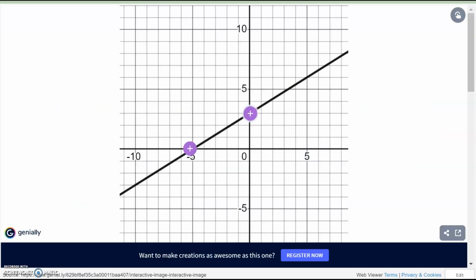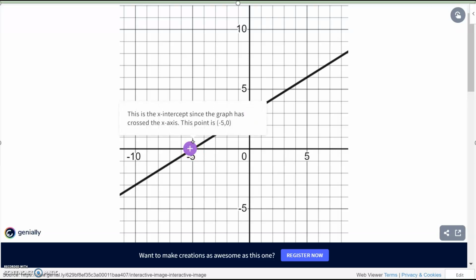Looking at this graph, we have two intercepts, an x-intercept and a y-intercept. This one right here is our x-intercept since the graph crosses the x-axis, and our x-intercept is (-5, 0). Notice how we've gone to the left 5, so the first value in that ordered pair is -5, and y is 0, because anytime we cross the x-axis, y is 0. Y is 0 all over the x-axis, and x is 0 all over the y-axis.